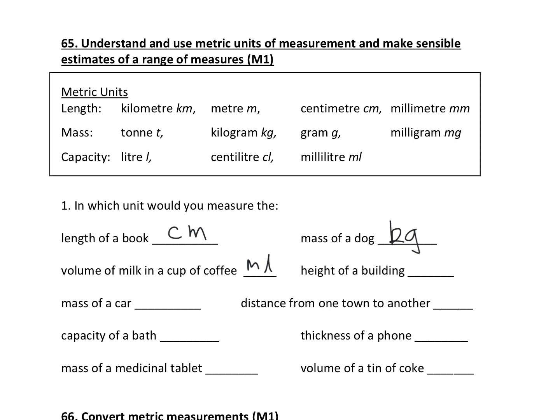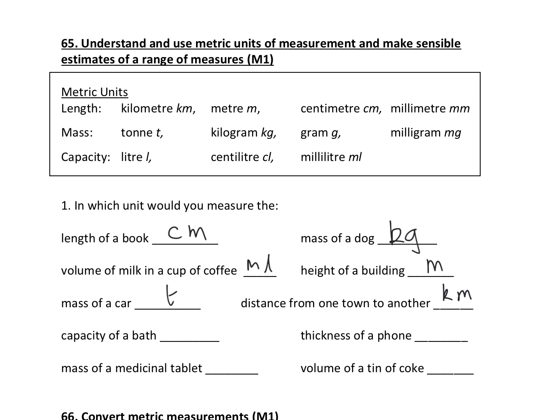Height of a building would be in meters. Mass of a car, it's heavy, so in tons. Distance from one town to another, that would be quite a long distance, so you'd need to go into kilometers. Not miles, because miles is an imperial unit. We're looking at only metric units.